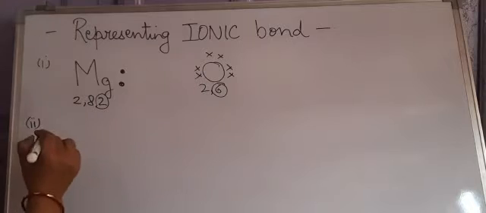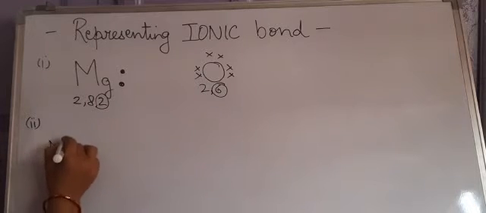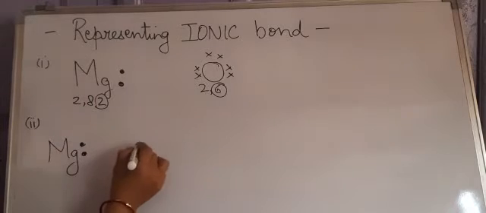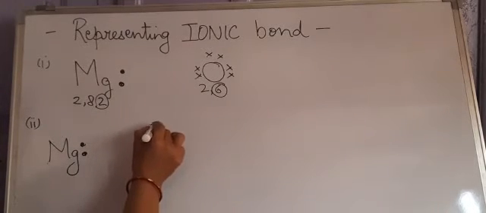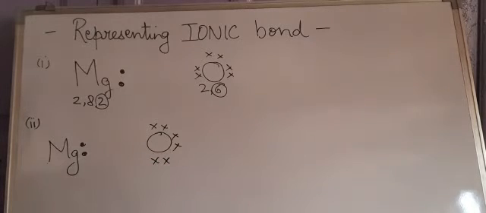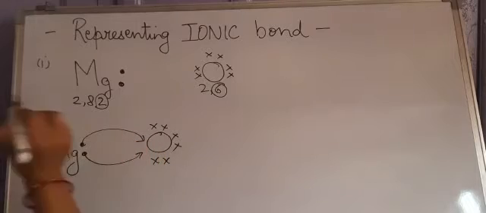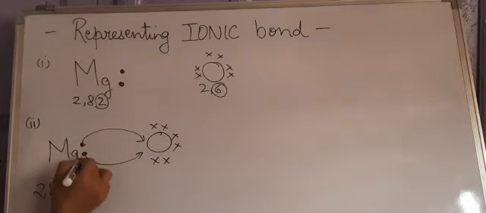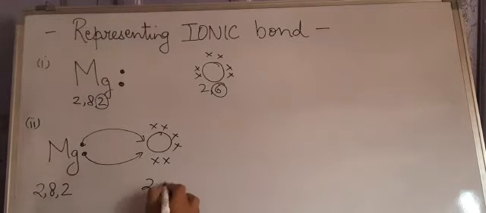In the second step, now you are going to show magnesium has 2 electrons in the outermost orbit. This is combining with oxygen, which has 6 electrons, right? These 2 electrons are being transferred to oxygen. All right, here the electronic configuration is 2, 8, 2, outermost orbit, and here the electronic configuration is 2 comma 6.